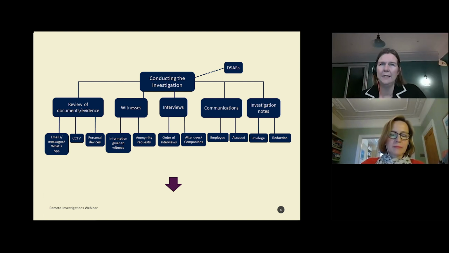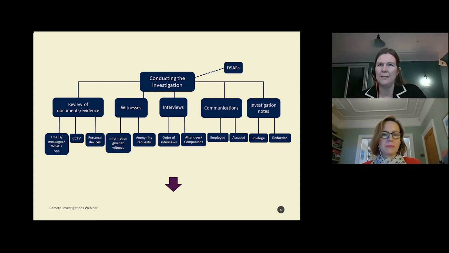Also, as the witness will be at home, you need to think about confidentiality and may want to ask the witness to confirm there isn't anyone else in earshot, especially if there are sensitive details being disclosed about another employee. But there's another consideration here, which is whether the person who's raised the complaint or the person who's being investigated might want to have a family member or housemate with them as their companion.